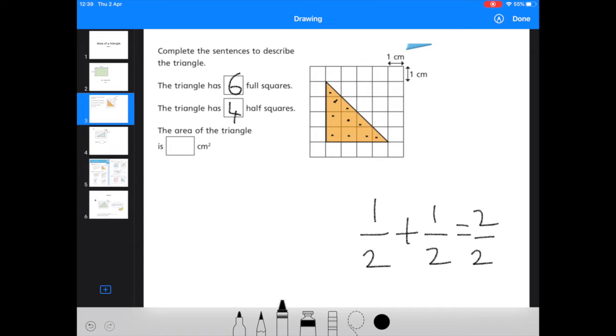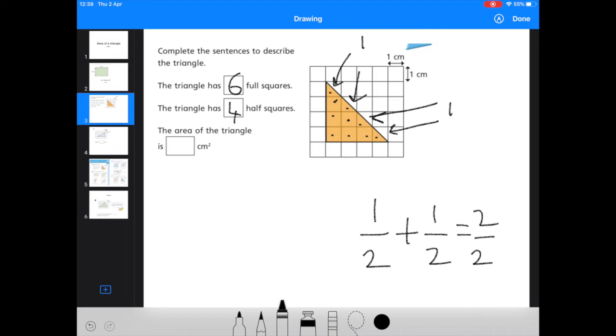A half plus a half makes 1. A half plus another half makes 2. So I hope that's clear to you. You take the halves and you put them together to make 1 whole. Half plus a half equals 1 whole. So here we have this half plus this half equals 1. And this half plus this half equals 1 whole. Put the two together, 1 plus 1, 2.